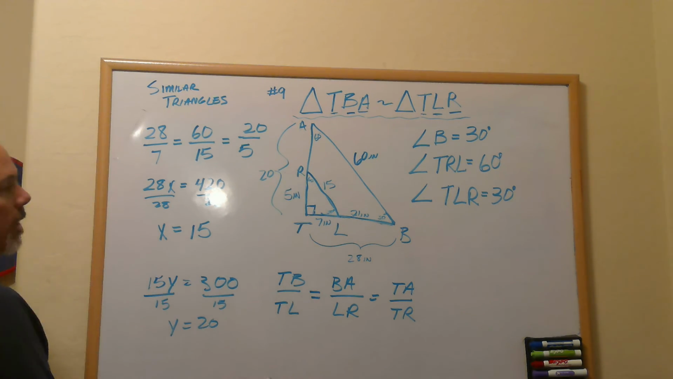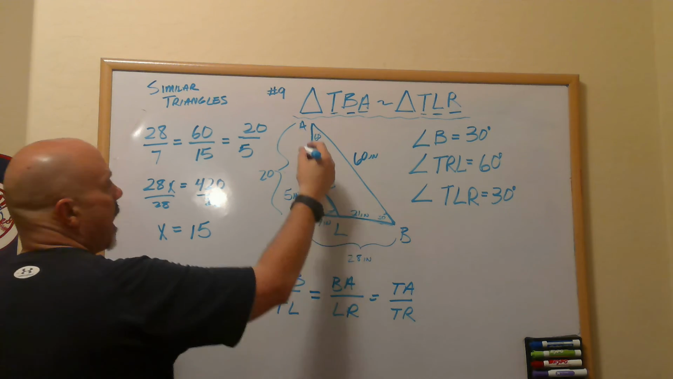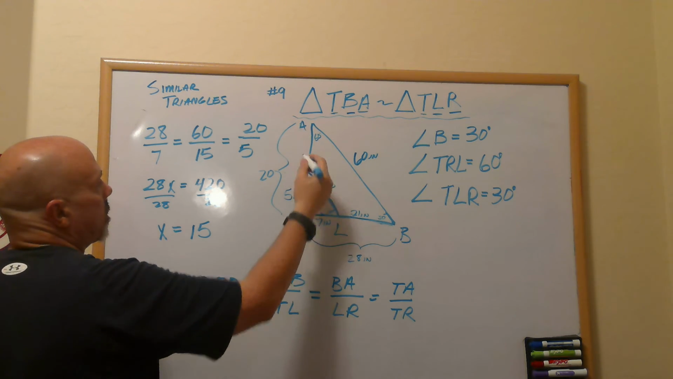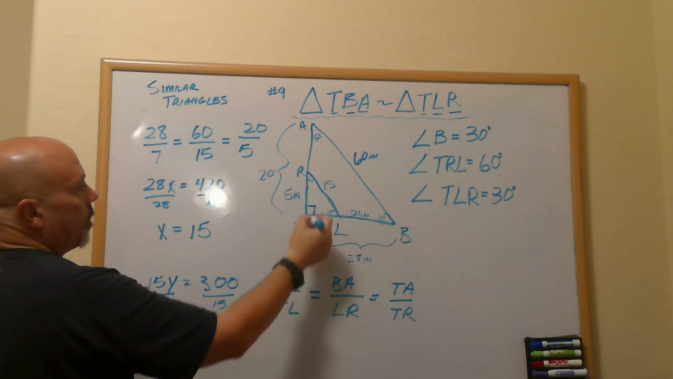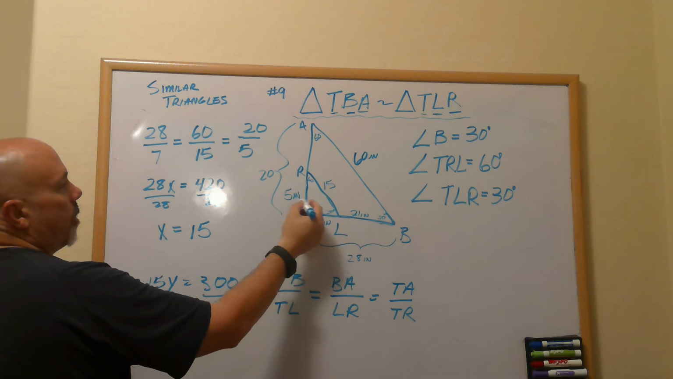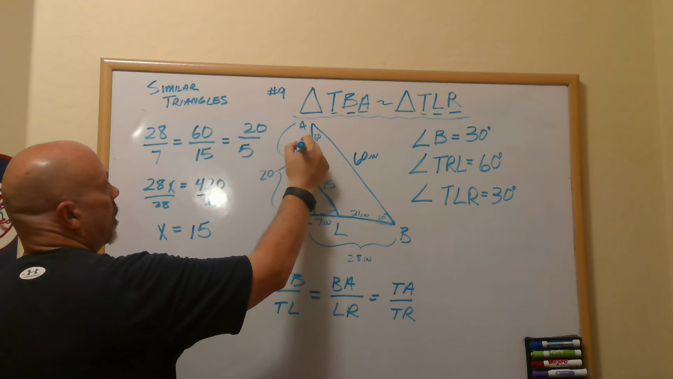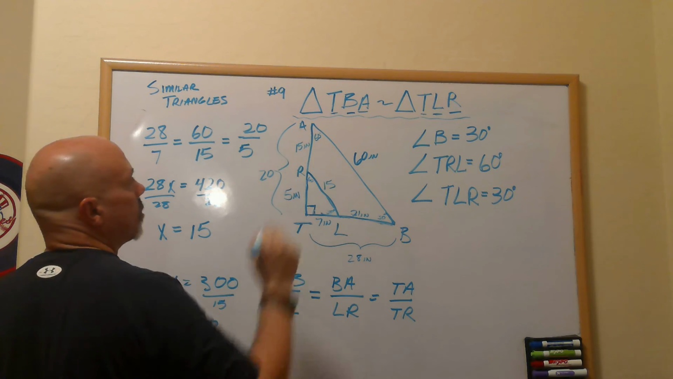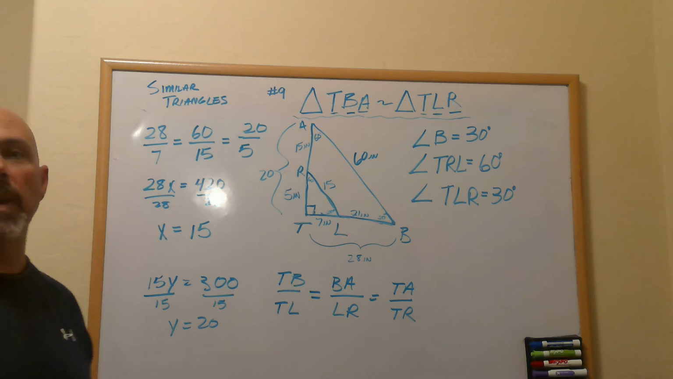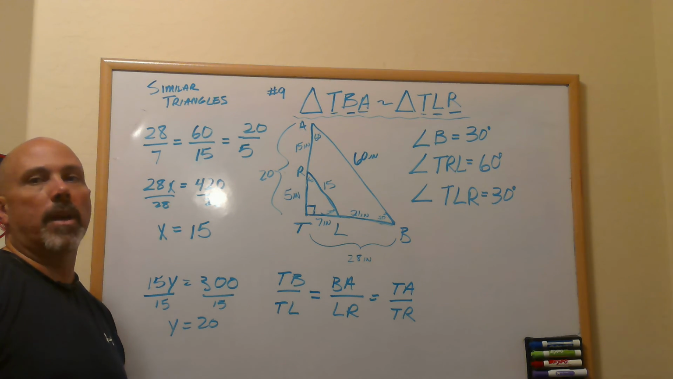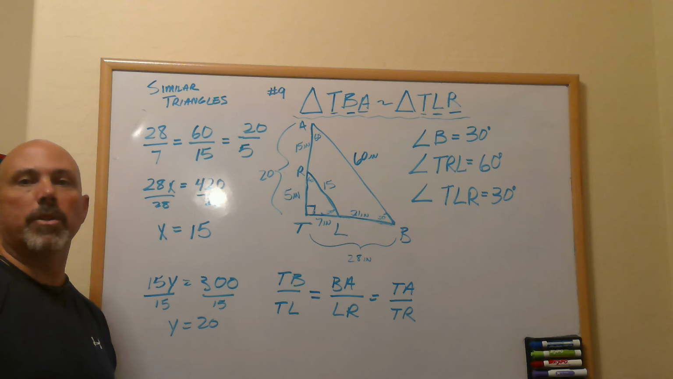Now, one of the questions in the problem was asking us what the length of AR is. So naturally, I'm just going to take the full length of AT and subtract from it the length of RT. So the distance from A to R is going to be 15 inches. So again, that's how you find the unknown sides and the unknown angles in two similar triangles.